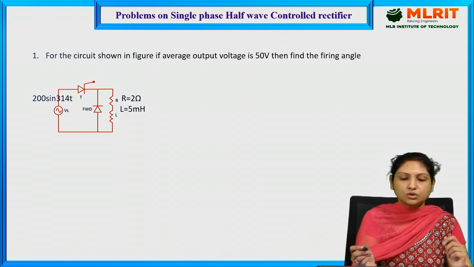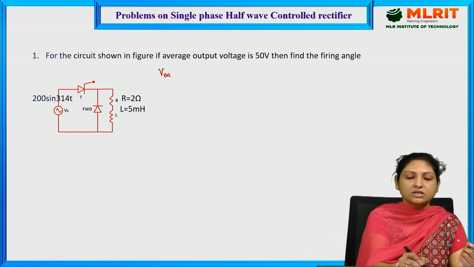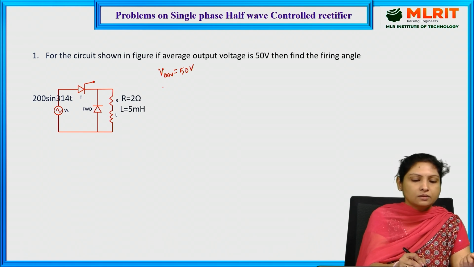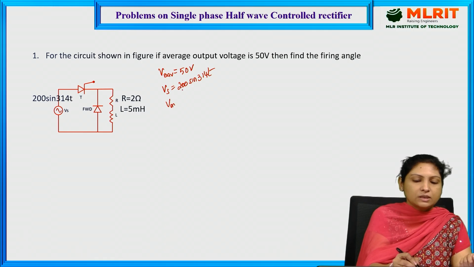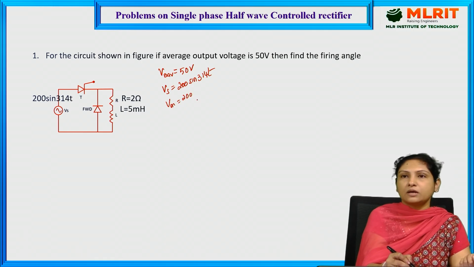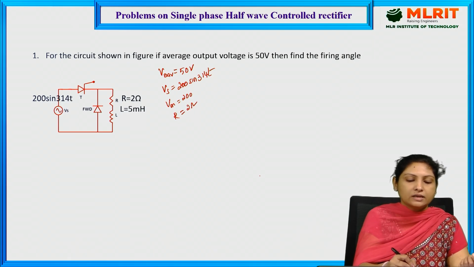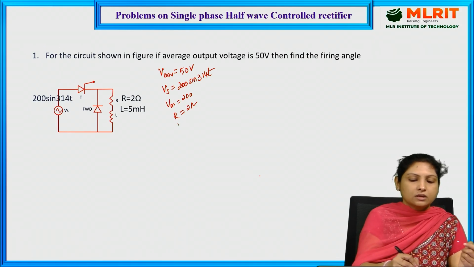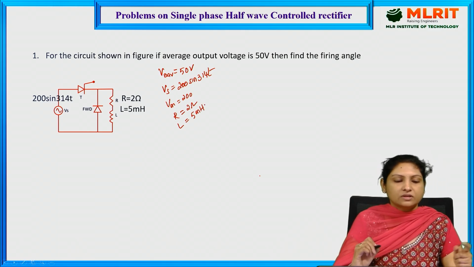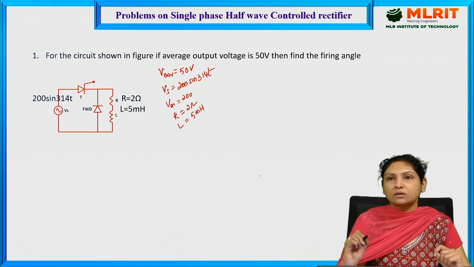For the circuit shown here, average output voltage is given as 50 volts. Here, source voltage Vs is equal to 200 sin(314t), where Vm is equal to 200. Resistance value is given as 2 ohms and inductor value is given as 5 millihenry. For this circuit, we are asked to find out the firing angle.